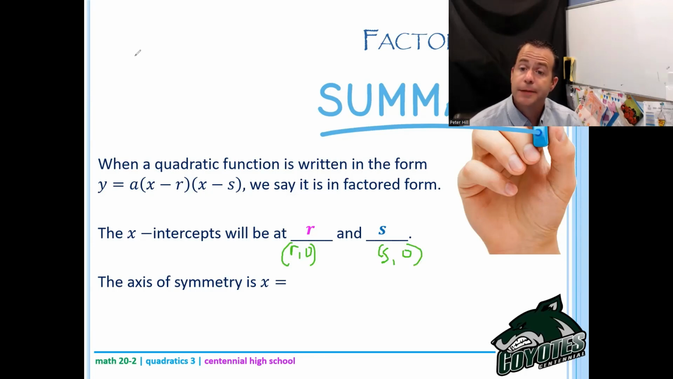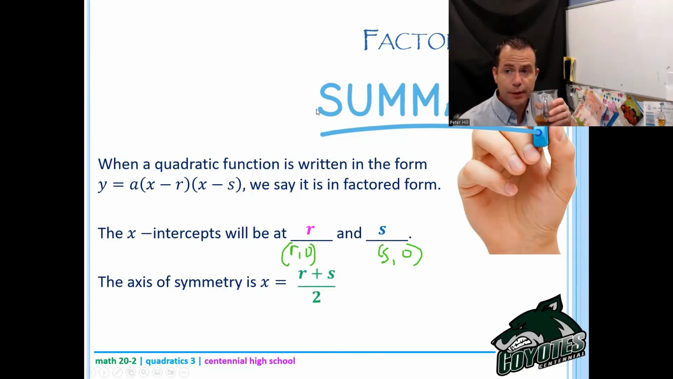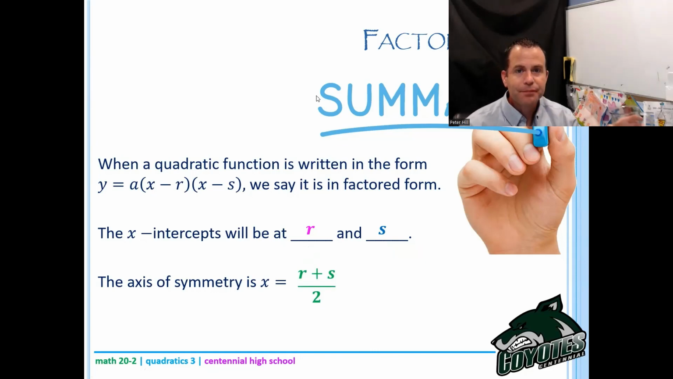Okay, and then the axis of symmetry would be the average of those x-intercepts. So to get the average, we add the two things together and divide by 2, and there's only 2 things we're adding. So that's r plus s over 2. Everybody doing okay with that?